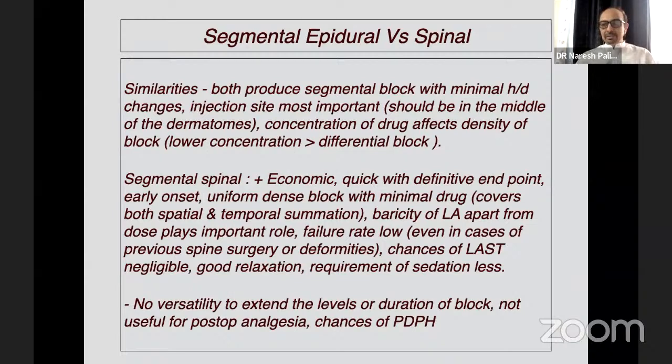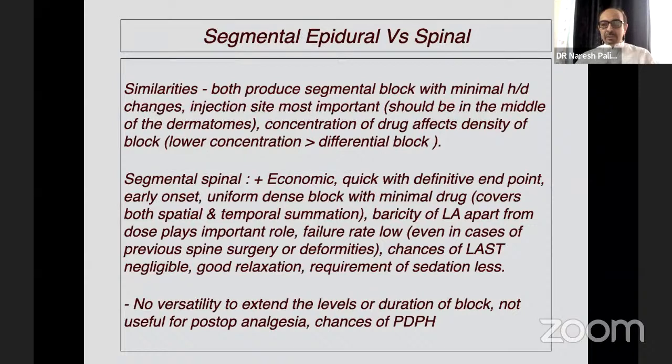Minimal drug means for segmental spinal, you just need 1 ml to spread 2 to 3 segments above and below the site of injection. And with epidurals, you need around 1.5 to 2 ml of drug per segment. That is nearly 1/8 to 1/10 of that required at segmental spinals. Also, the segmental spinal covers both spatial and temporal summations, while the segmental epidurals may not cover the spatial summations always. Also, the baricity of LA, apart from dose, plays an important role in segmental spinals.